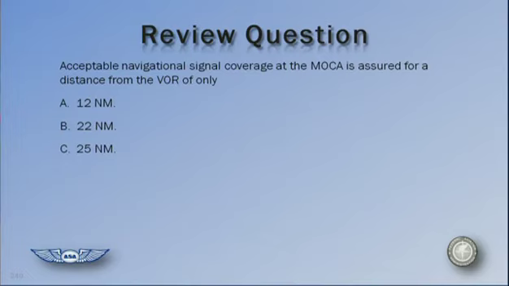All right, another question. Acceptable navigational signal coverage at the MOCA is assured for a distance from the VOR of only what distance in nautical miles?